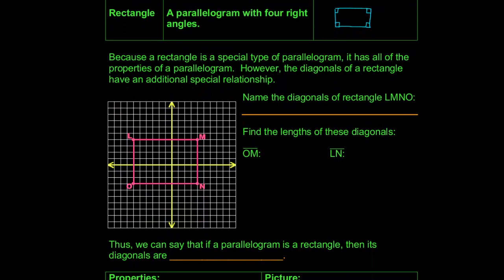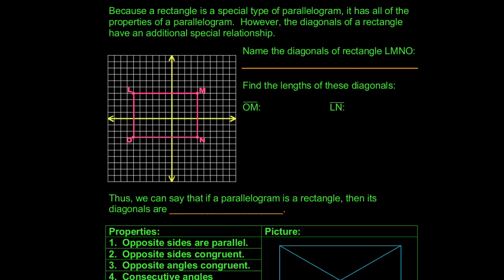Alright, let me move on down here. Let's have a look at this. Alright, it tells us to name the diagonals. So if I was going to come over here and pick a point, there's a diagonal, as well as right there. So name them. We have OM and LN. Alright, find the lengths of these diagonals.